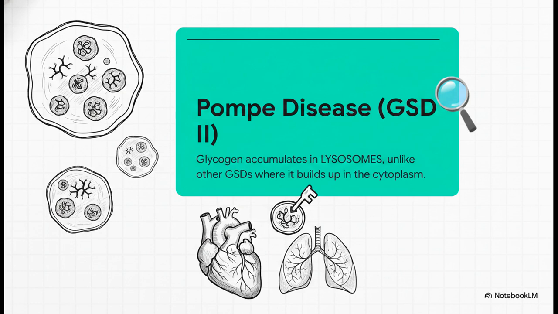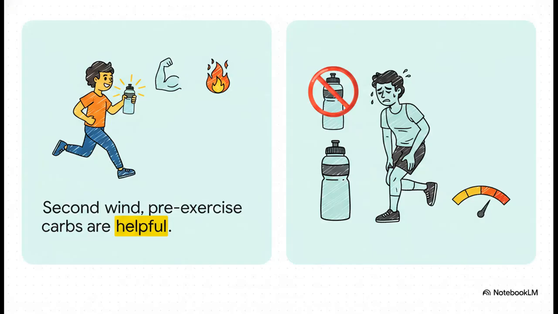And because this buildup happens inside these little cellular recycling centers, it physically destroys the muscle architecture. In infants, this leads to a massively enlarged heart, hypertrophic cardiomyopathy, and rapid respiratory failure if they don't get specialized enzyme replacement therapy. It's really serious stuff. Okay, let's look at another showdown.